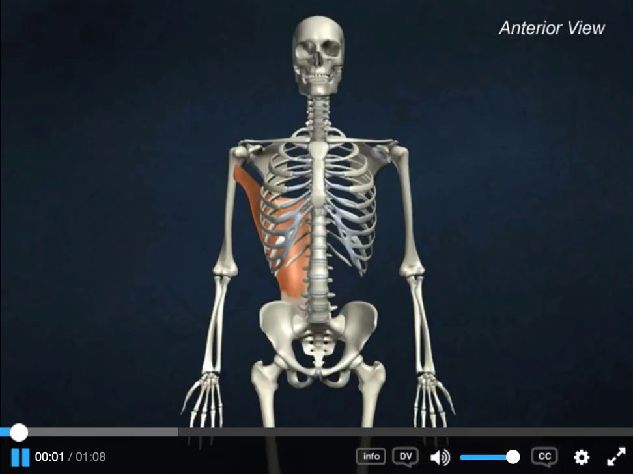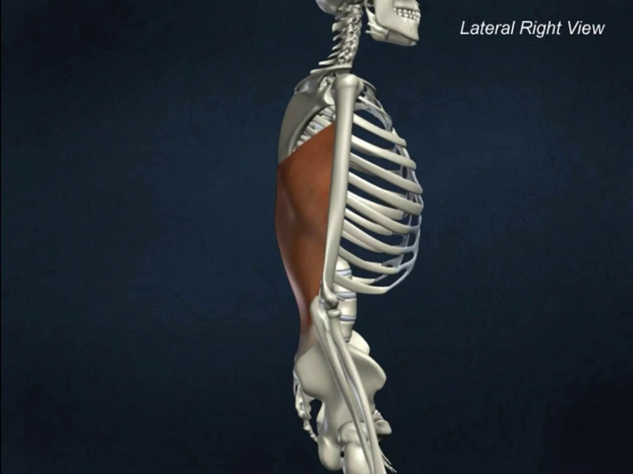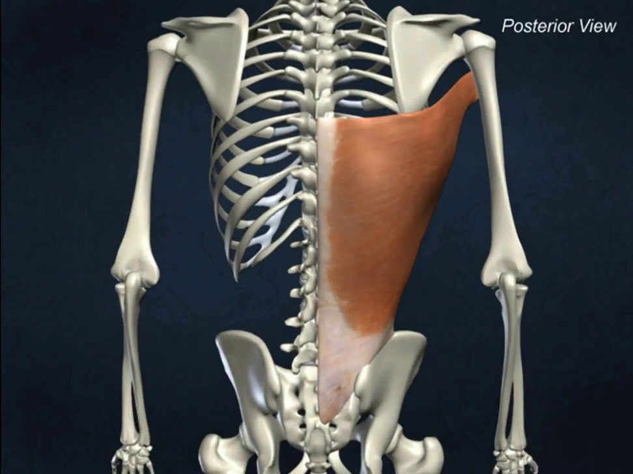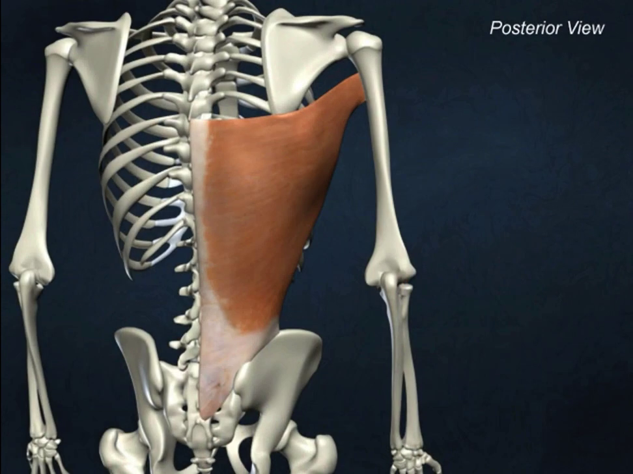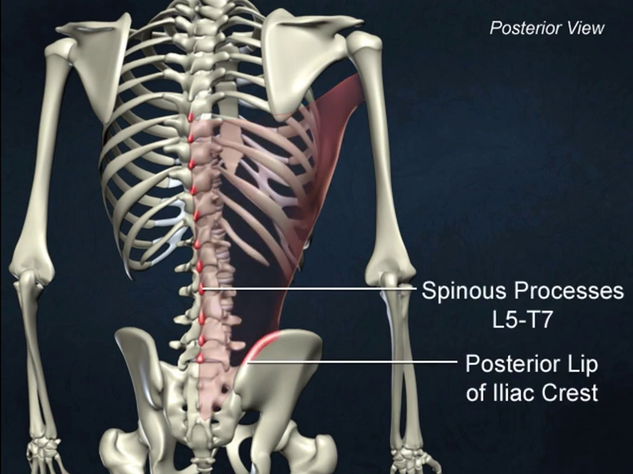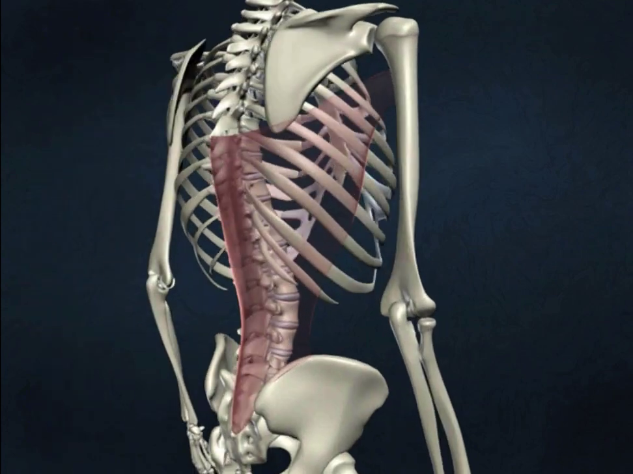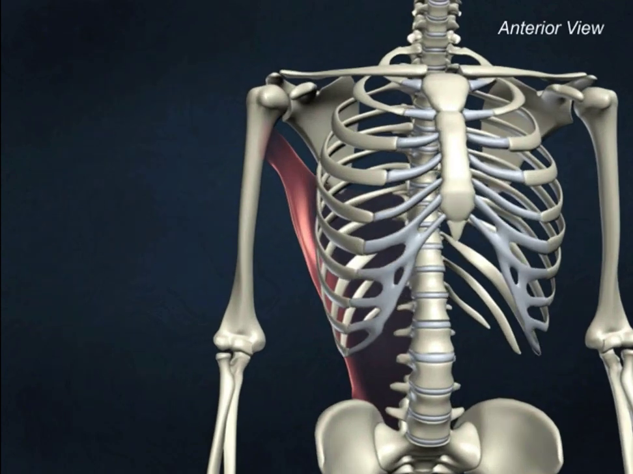The latissimus dorsi is the large triangular-shaped muscle of the upper limb, which has an extensive origin from the posterior thorax and abdomen. The origins of the latissimus dorsi are from the posterior lip of the iliac crest, the spinous processes of vertebrae L5 through T7, and ribs 8 through 12 via the thoracolumbar fascia. The insertion is to the intertubercular groove of the humerus.